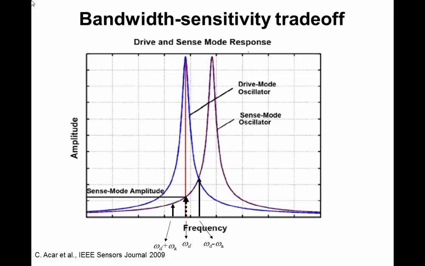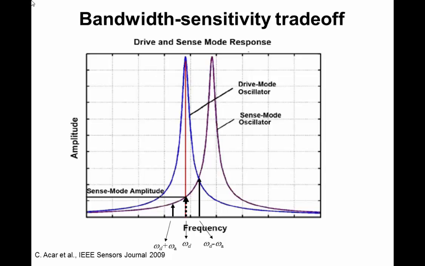For reasonable mismatch, you still have reasonable scale factor linearity preserved. Of course, this is not the case, as you can imagine, if you're perfectly mode matched, in which case the scale factor linearity would be significantly decreased if this omega sub a term would be much larger than the half power bandwidth of the device, for instance.